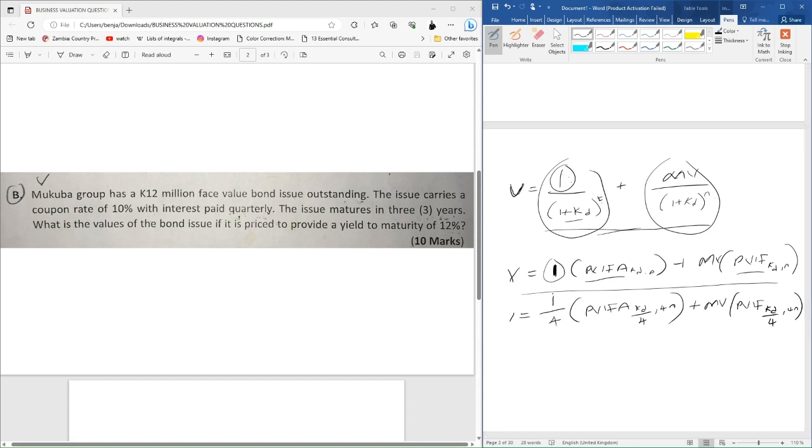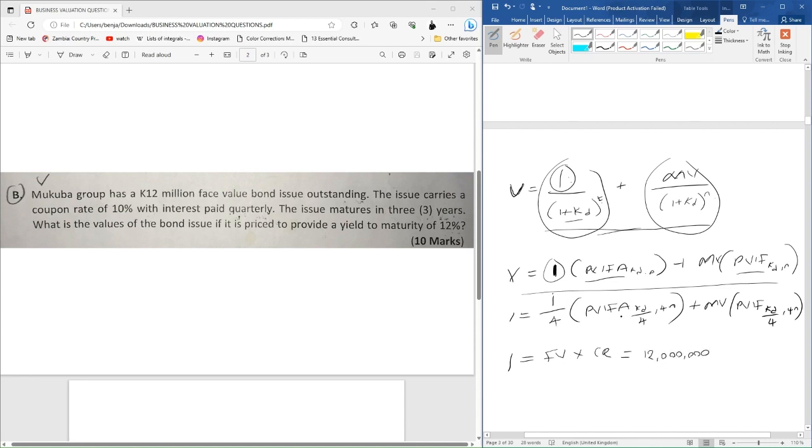All right. If this is how we're going to do it, then let's figure out what our I divided by 4 is, our KD divided by 4 is, as well as our 4 times n. All right, let's figure these guys out. To find our coupon, which is our I, we're going to say face value multiplied by our coupon rate. So we know that our face value is 12 million.